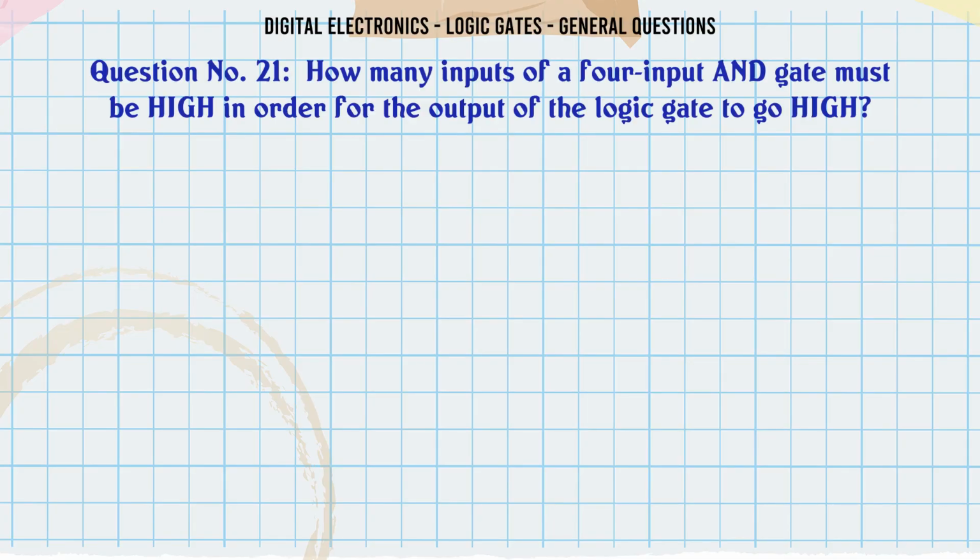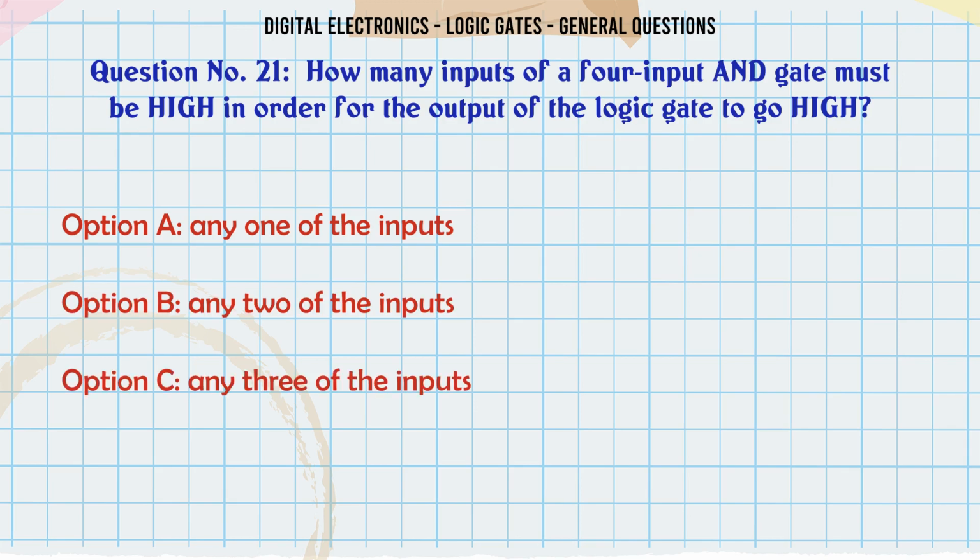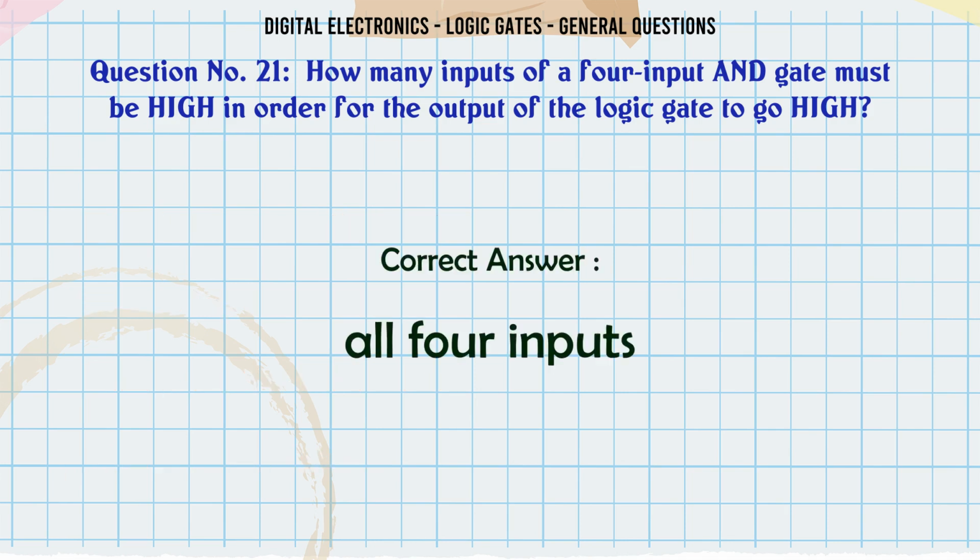How many inputs of a 4-input AND gate must be high in order for the output of the logic gate to go high? A) any one of the inputs, B) any two of the inputs, C) any three of the inputs, D) all 4 inputs. The correct answer is all 4 inputs.